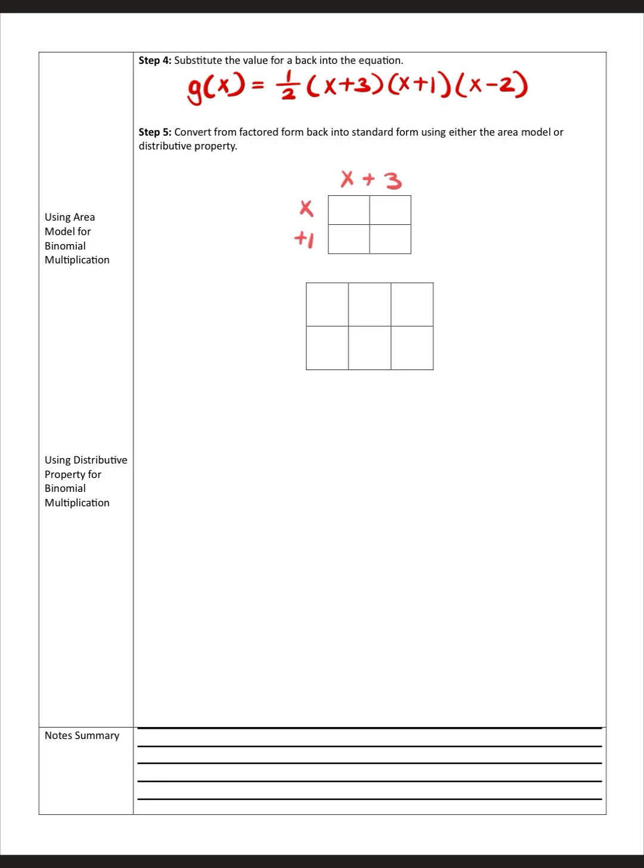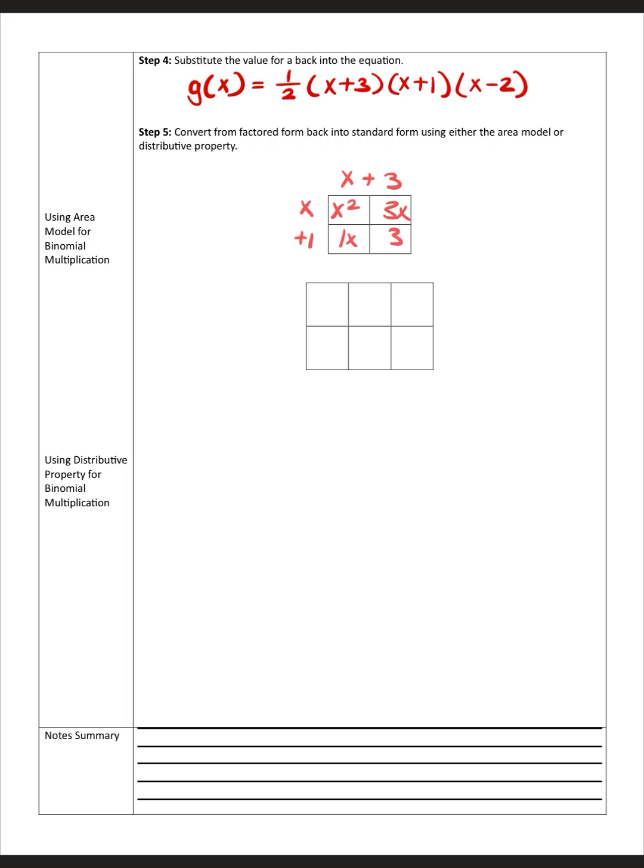And basically you just cross multiply. So I have x times x, and x times x gives me x squared. I have 3 times x, and 3 times x gives me 3x. Then I have 1 times x, that's going to give me 1x. And now I have 1 times 3, and that gives me 3.